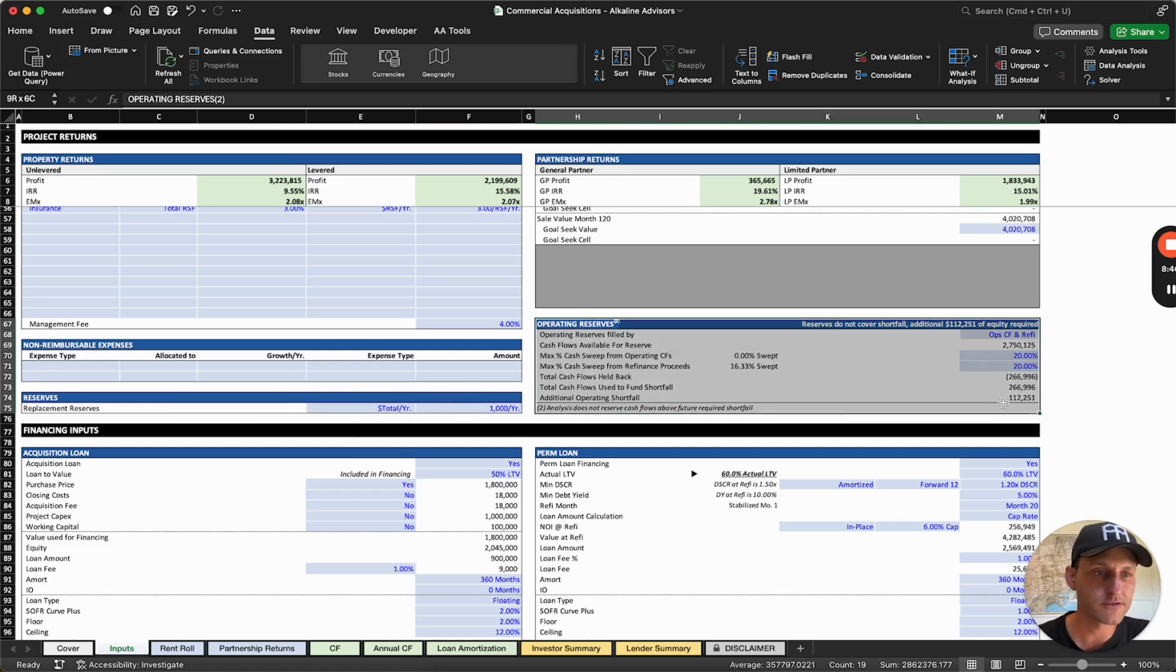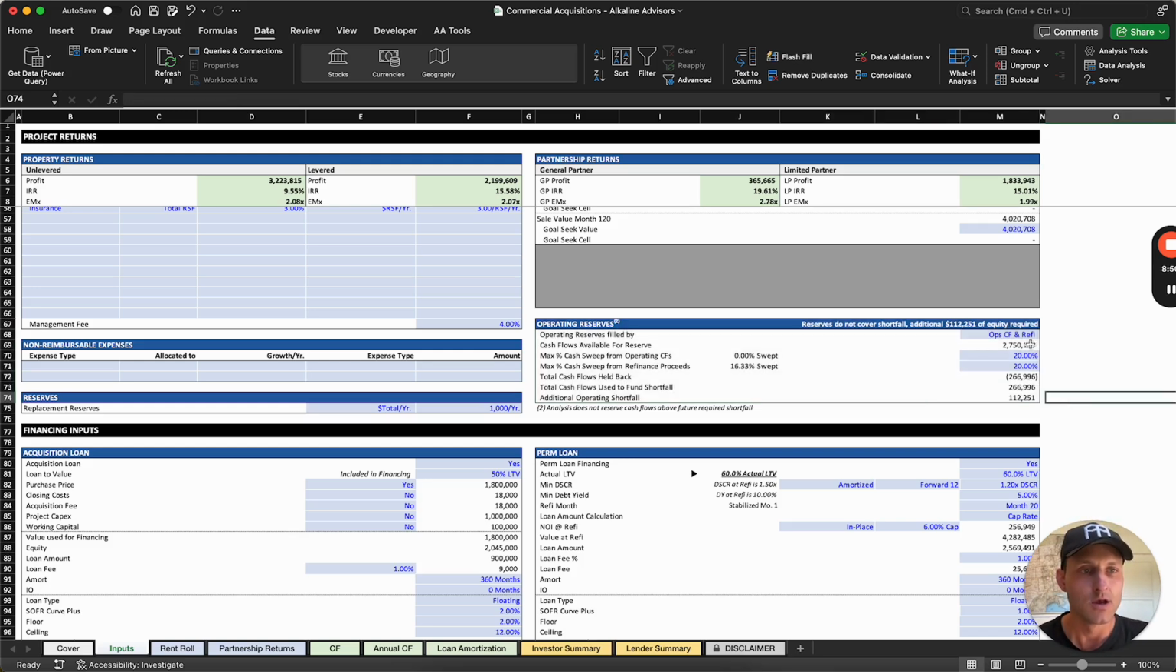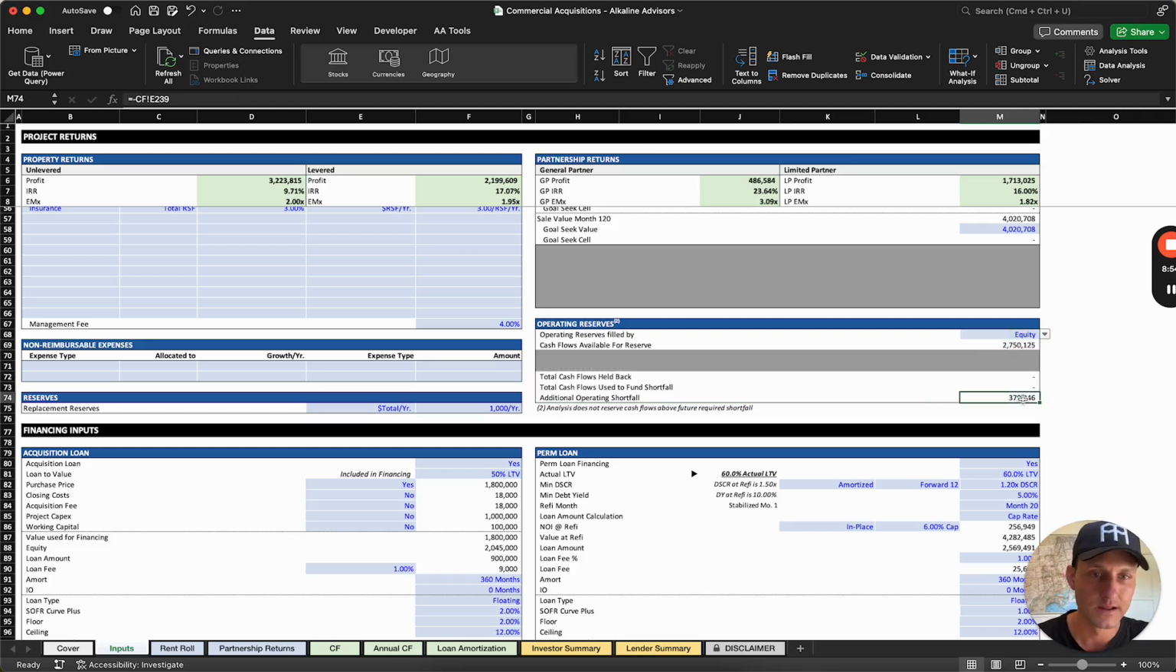This operating reserve section is going to be holding back some cash flow so that you can cover some of the more substantial costs like tenant improvements, TIs, or leasing commissions. If you don't want to hold any capital back, we can say that we're going to pay everything with equity. Then you'll see your additional operating shortfall is approximately $380,000.